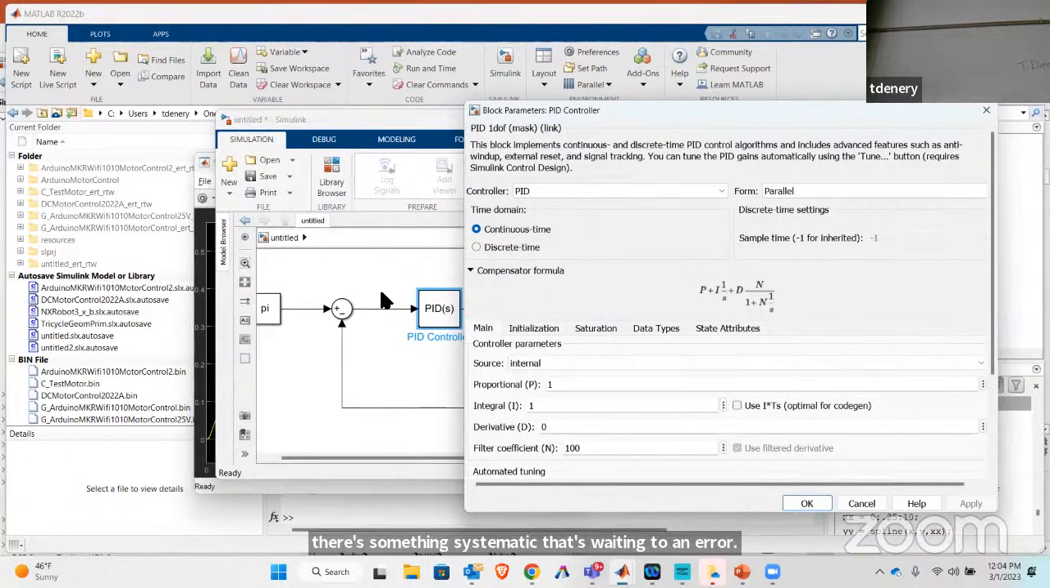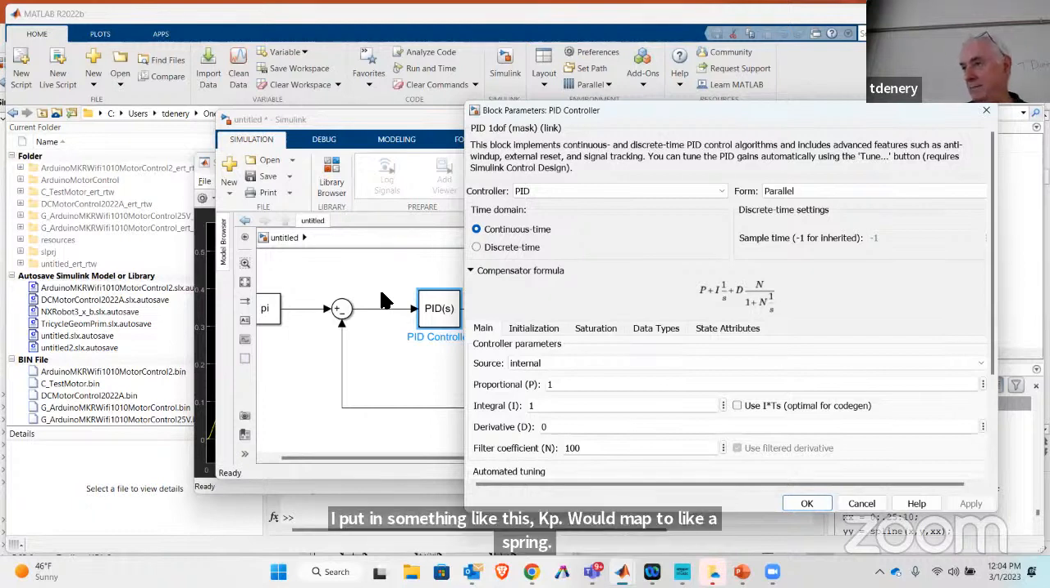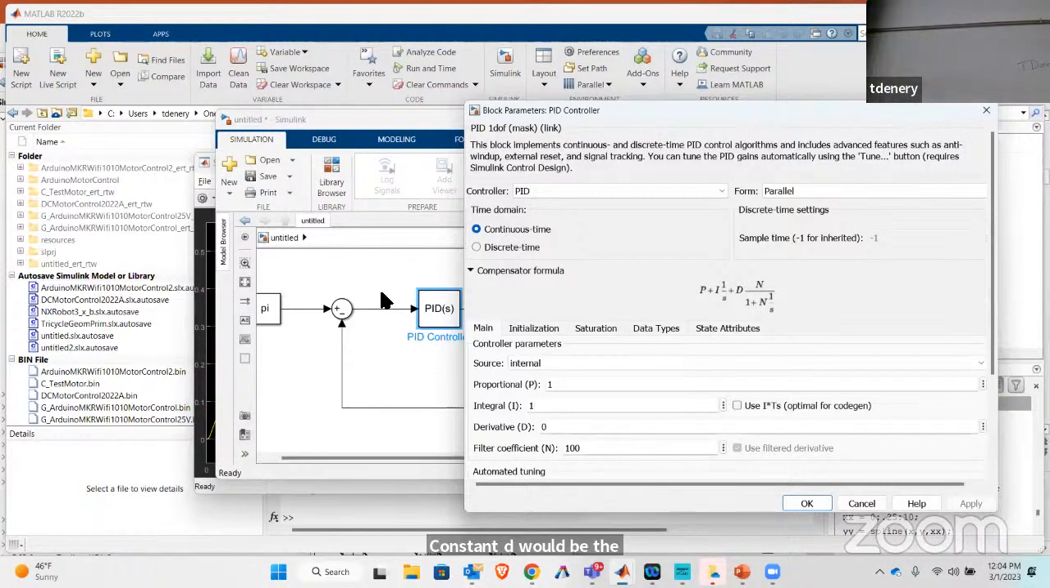But then the derivative, which is a lot more like damping, will modulate your overshoot if you do overshoot. The general idea of proportional and derivative is like a spring damper. If I put in something like this, Kp would map to a spring constant, and D would be like the damping constant. But again, we're going with default values.